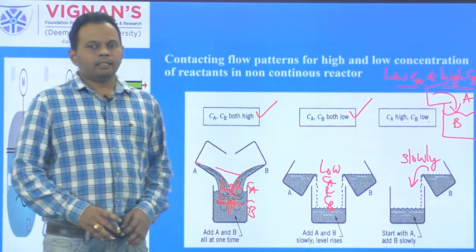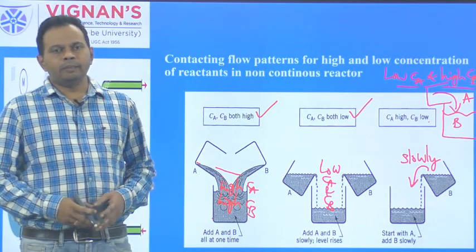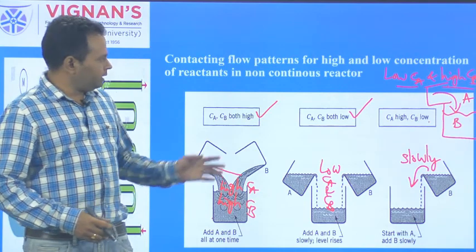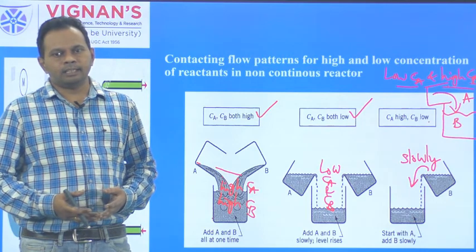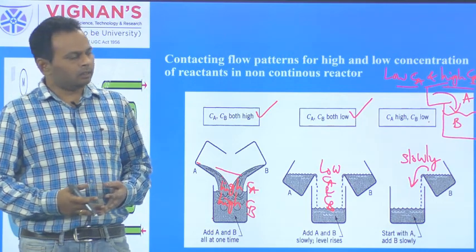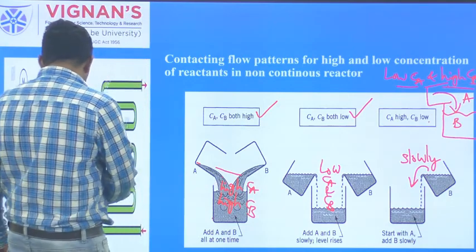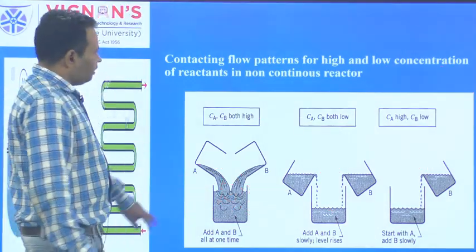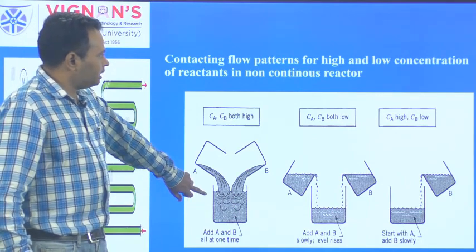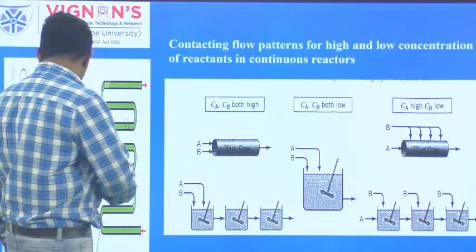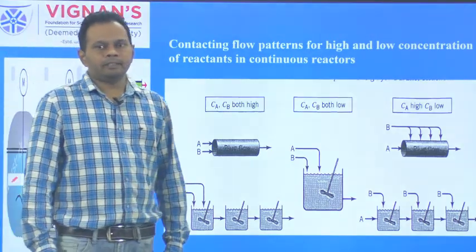So these are the different contact and flow patterns of the reactants within the non-continuous reactor to maintain high Ca and Cb, low Ca and Cb, or one reactant low and the other high. Similarly, these types of contacting patterns are also available for the continuous reactors. The continuous reactors are nothing but flow reactors. The best examples of flow reactors are the plug flow reactor and mixed flow reactor.